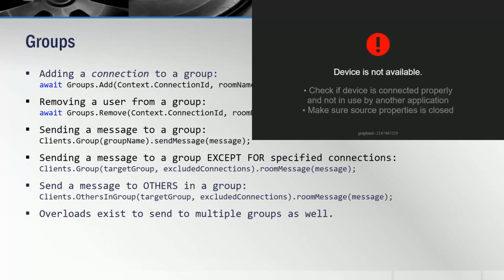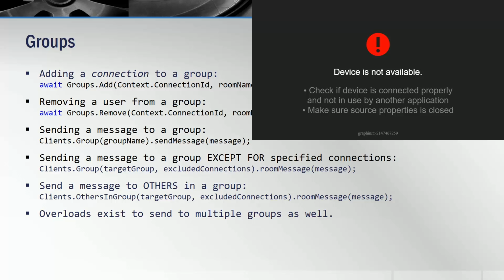To add a connection to a group, you say add context.connection ID, and then the name of the group. That's it. Removing, remove. Send a message to the group. Now we've seen clients.all, right? This is slightly different. Clients.group. What's the name of the group? Then send message.